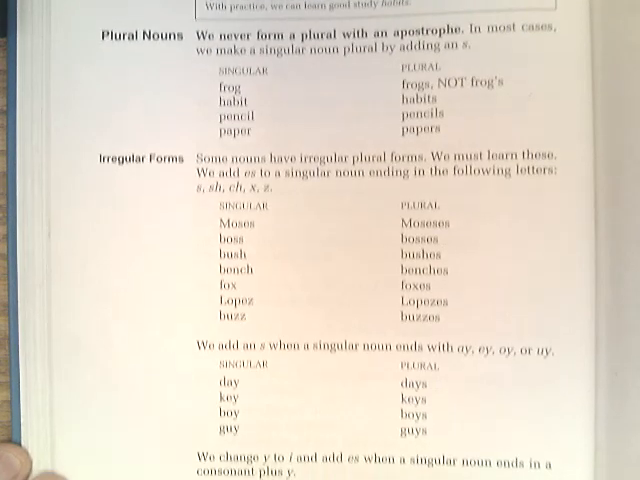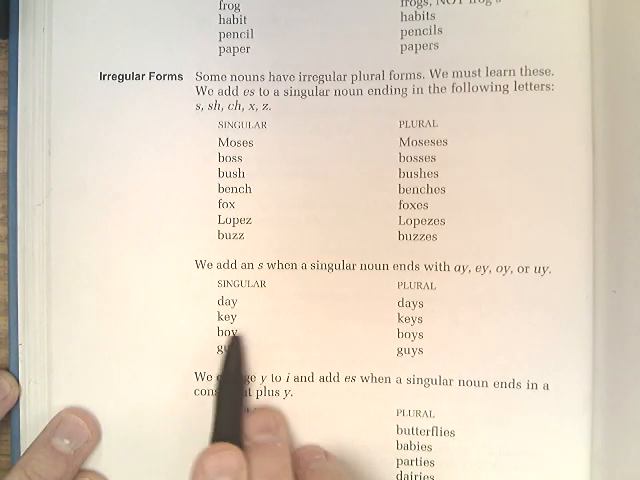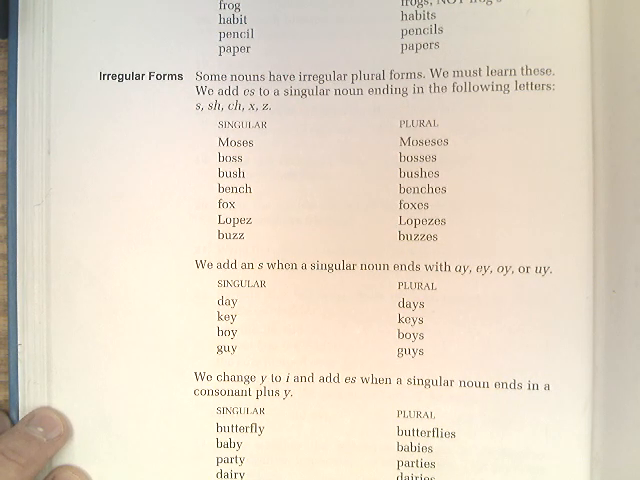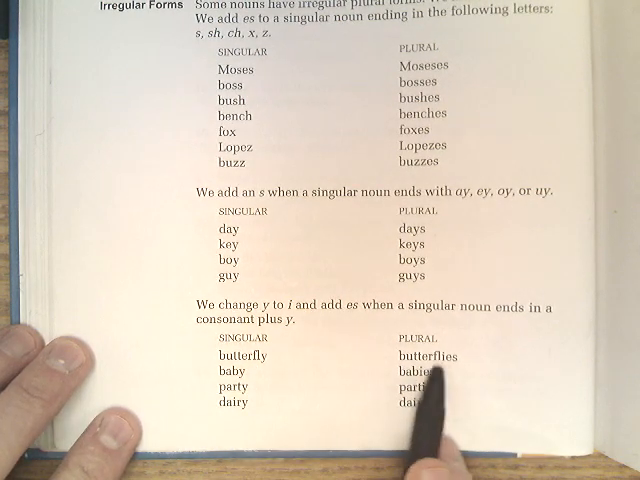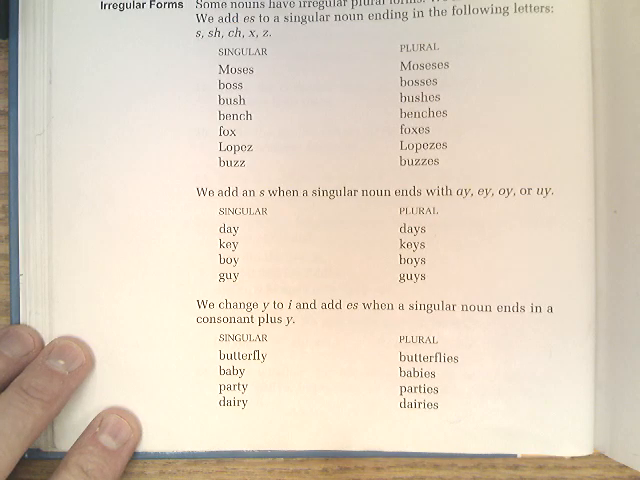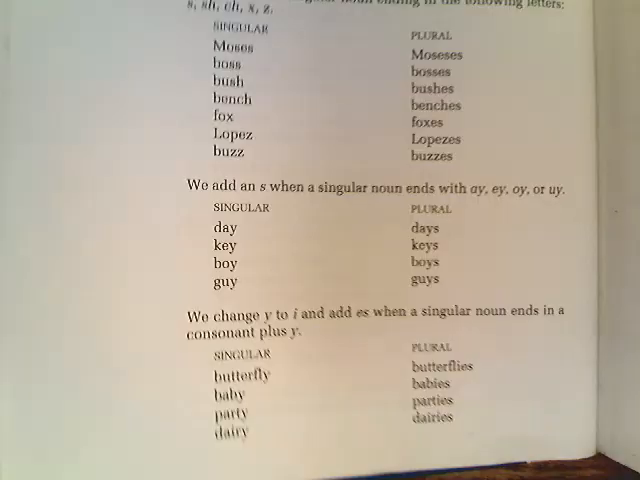So let's look at these. These are more irregular nouns. Day becomes days. Key becomes keys. Boy becomes boys. Guy becomes guys. Okay? Then there's ones where you change the Y to I and add ES. Butterfly becomes butterflies. Baby becomes babies. Party becomes parties. Dairy becomes dairies. Okay, so these are just some irregular plural nouns.